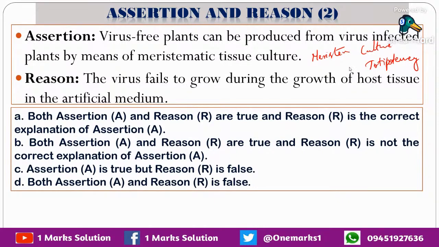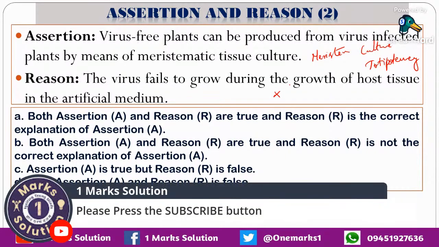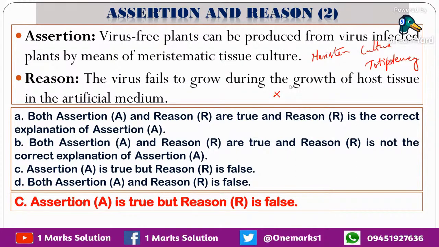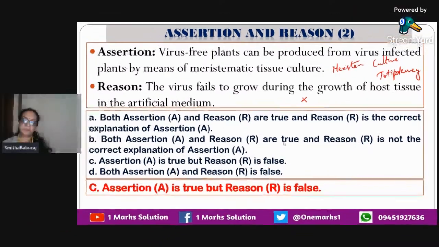The second statement says that the virus fails to grow during the growth of the host in an artificial medium. Is this correct? It is not like that, isn't it? Actually, viruses spread systemically in the whole plant except the meristem, because the molecular and cellular mechanisms in the meristematic cells stay unaffected. It gives protection. So here, the assertion is true, but the reason is false. So option C is correct.